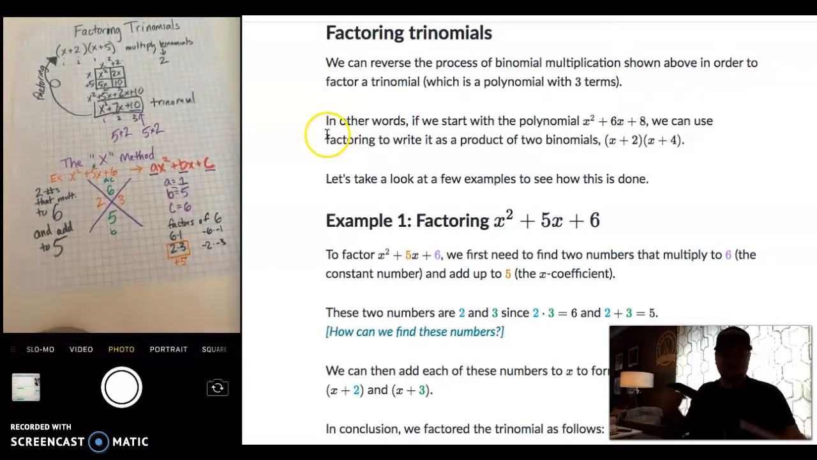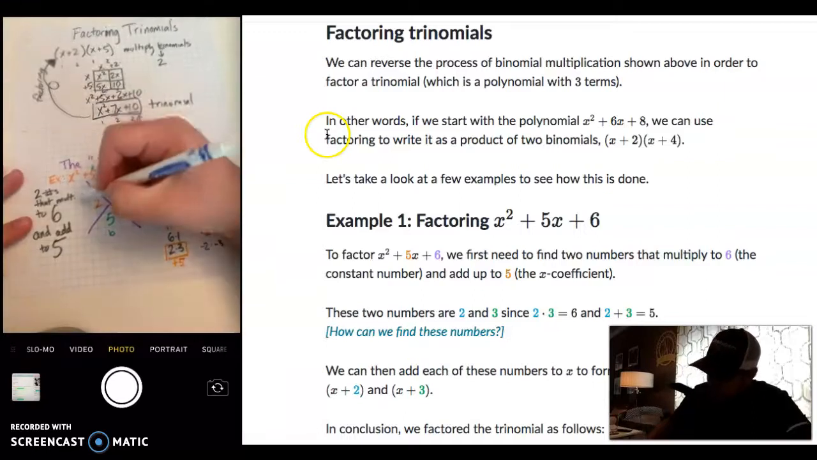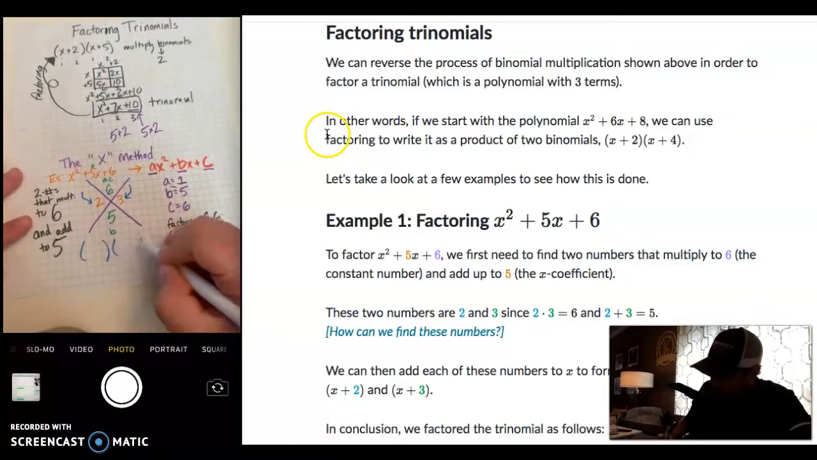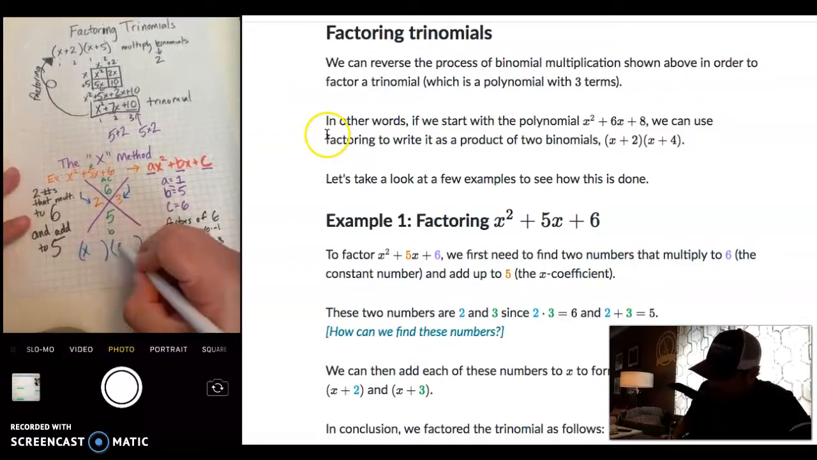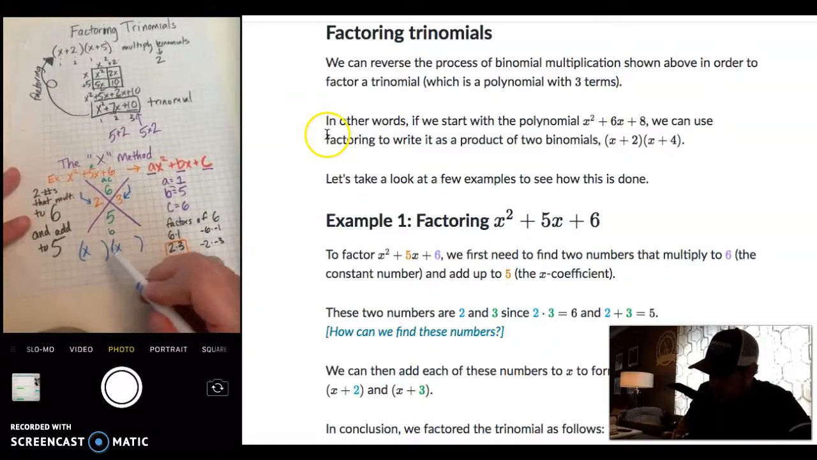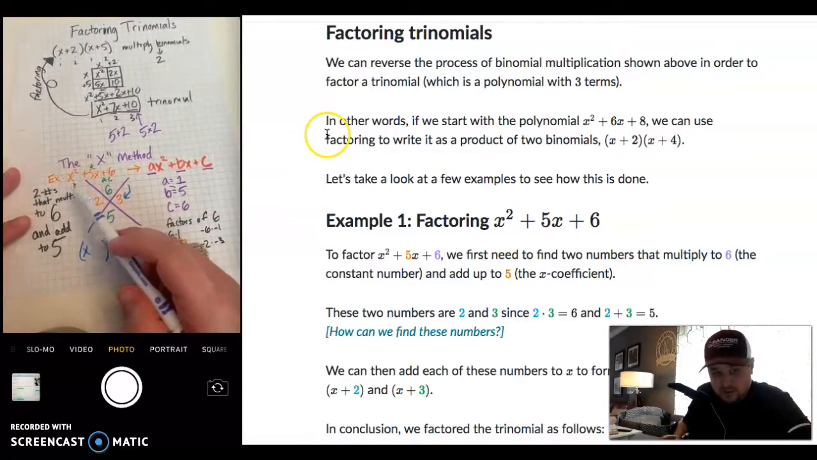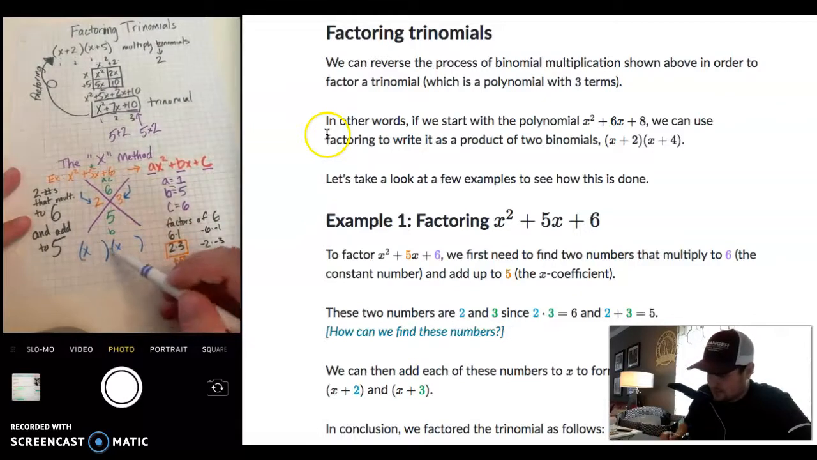All right, so the numbers that you get here, and here, those are going to be the constants in your answer. Now we know that this problem had an x and an x in the beginning because my first term is just x squared. And all the problems that we're going to work on this week, it's just going to be an x and an x. We're not going to have any coefficients in front.